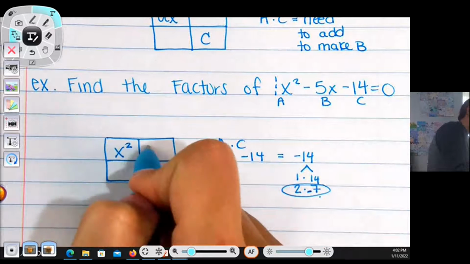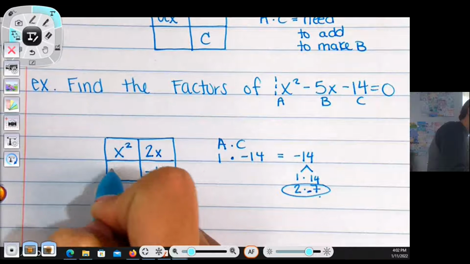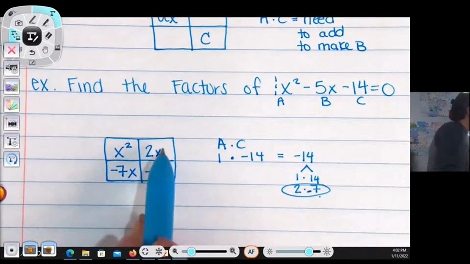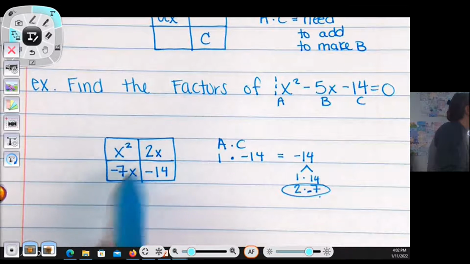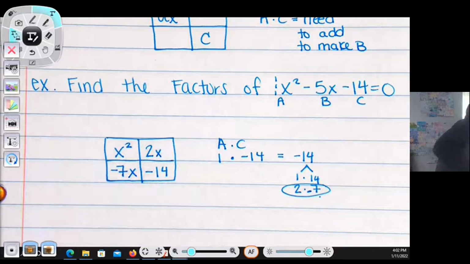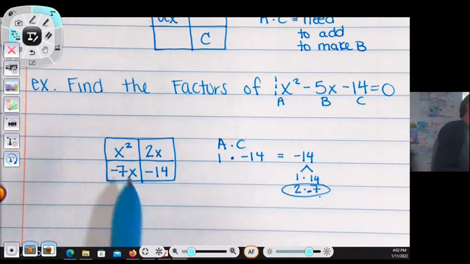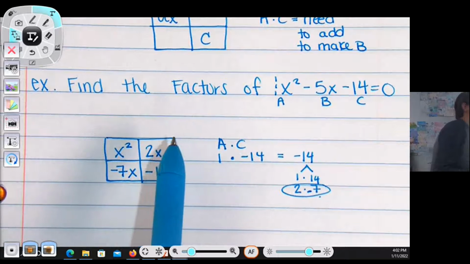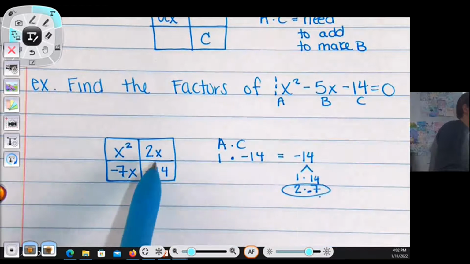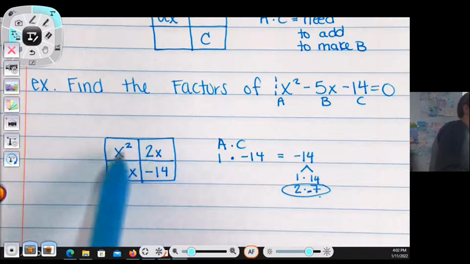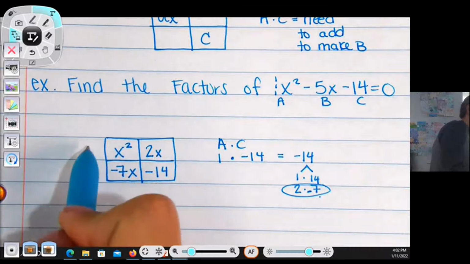So I'm going to put the 2x here, and I'm going to put the negative 7x here. It doesn't matter which one they go in. The diagonals do not matter. Now I'm basically undoing the box. We use the box to multiply, and we are undoing the box to figure out the factors. So basically, what two sets of binomials multiplied to make this trinomial? From x squared to 2x, the greatest common factor that they both share is the x.